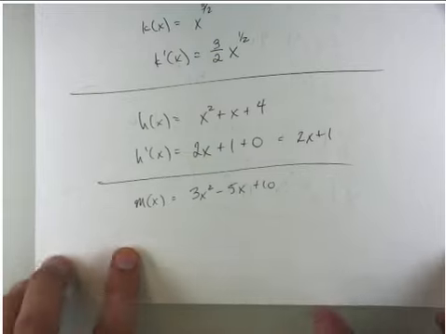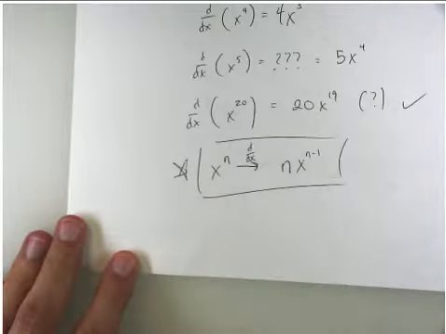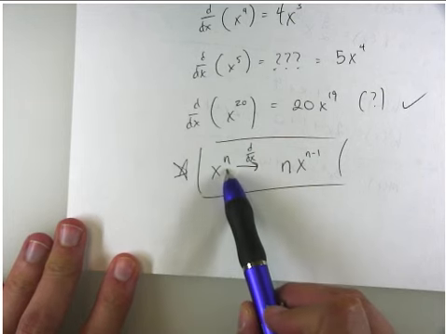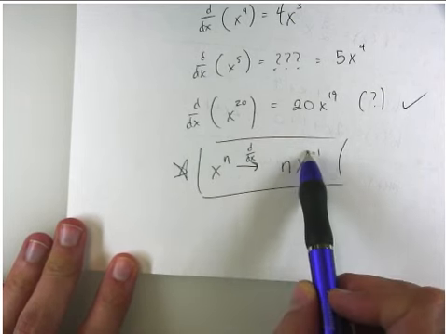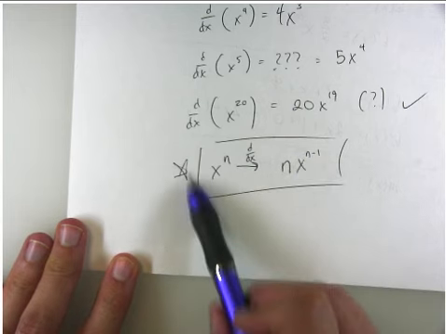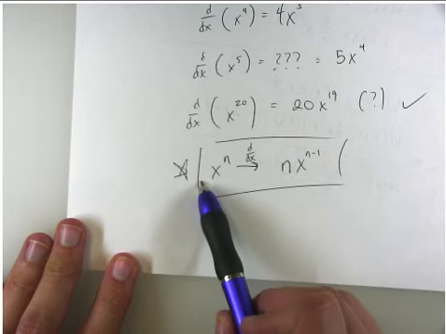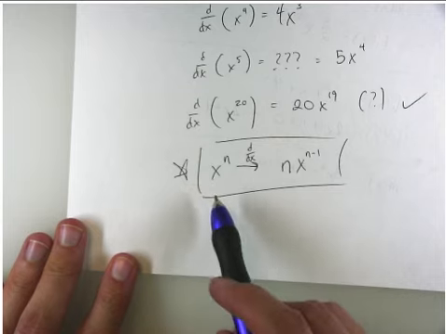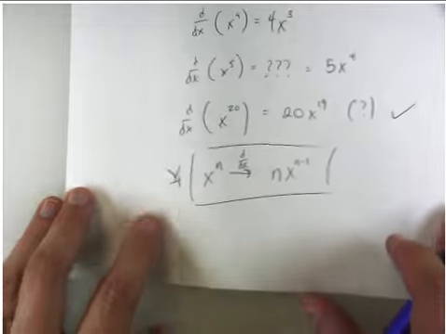Because my rule, if we remember, says if you have x to a power n, you get n x to a different power. So what happens if there's a number in front of this? Does everything get screwed up? We will multiply. So let's see how that works.